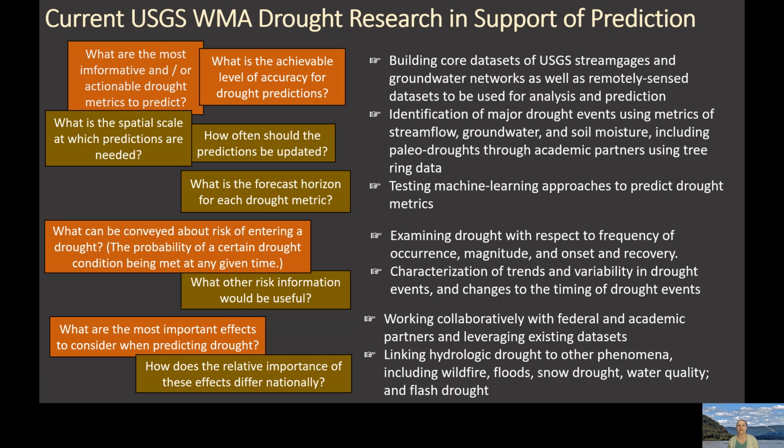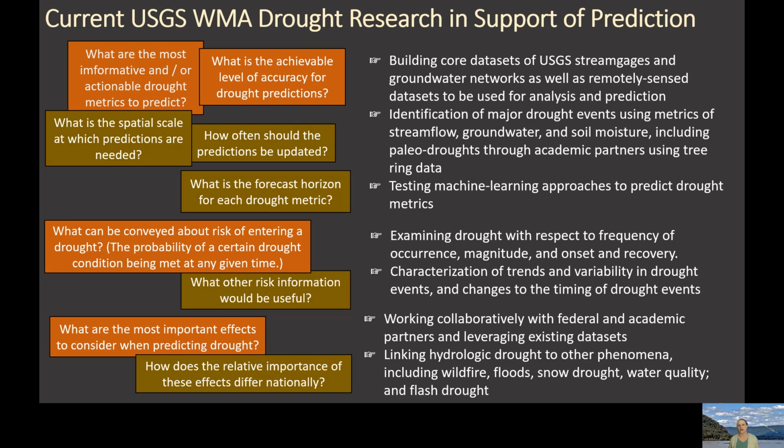We're also looking at the identification of major drought events using those metrics that we identify for these different aspects of water availability, also including paleo droughts. We're testing machine learning approaches to predict drought and then to predict those drought metrics. We're also examining drought with respect to frequency, occurrence, magnitude, and onset and recovery. We're characterizing the trends and variability in drought events and changes to the timing of drought events.